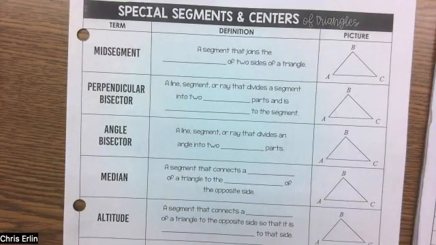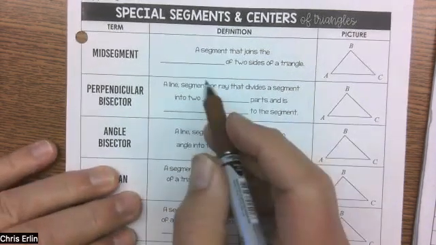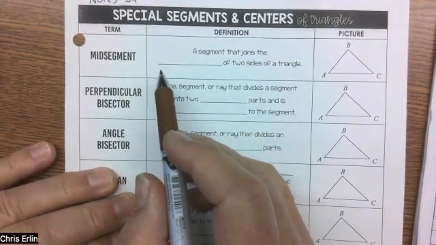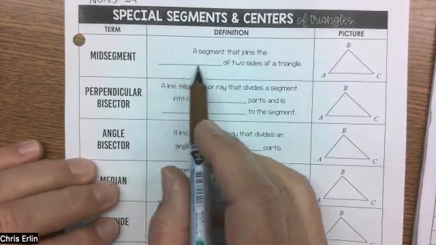All right, welcome, folks. Please give me your attention. You'll remember last class we talked about a mid-segment. And today we're going to talk more about things that are in the middle of triangles. Let's start with filling in some definitions.